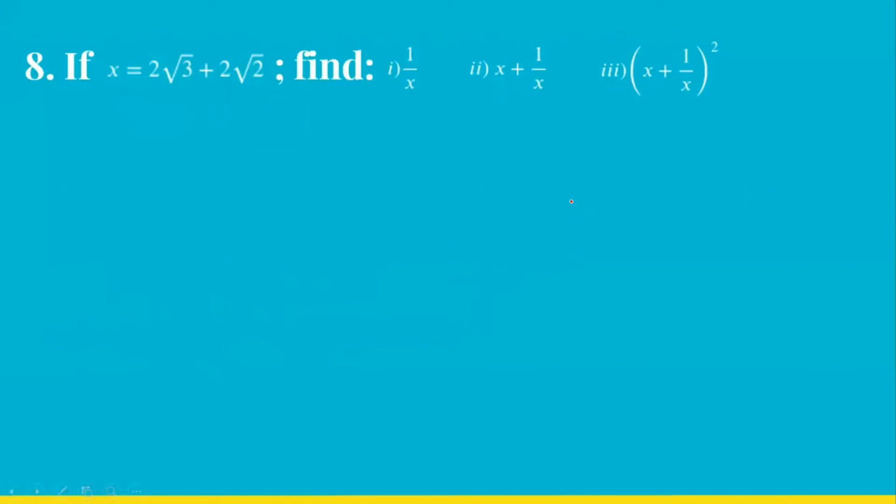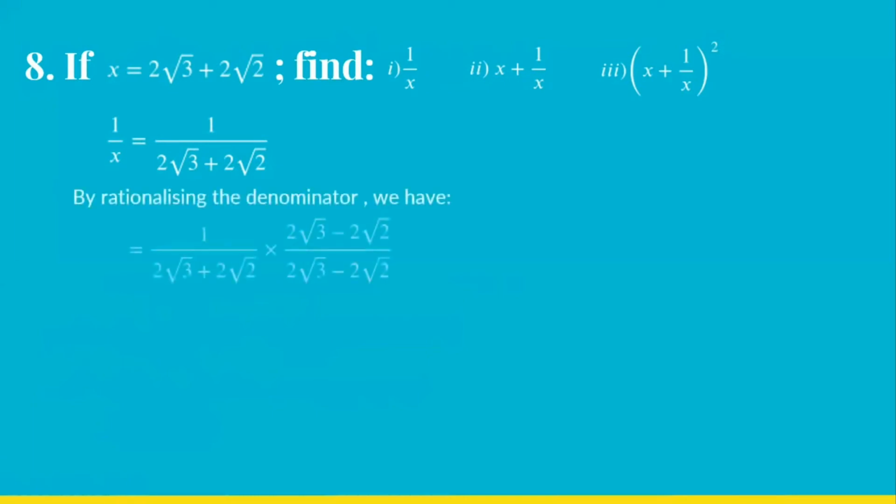If x is equal to 2 root 3 plus 2 root 2, find the value of 1 upon x, x plus 1 upon x, and x plus 1 upon x the whole square. Okay. So the value of x is given. Let us find 1 upon x. Now if it is 1 upon x, the denominator is an irrational number. Let us rationalize it. So on rationalizing the denominator, we multiply by 2 root 3 minus 2 root 2 upon 2 root 3 minus 2 root 2.